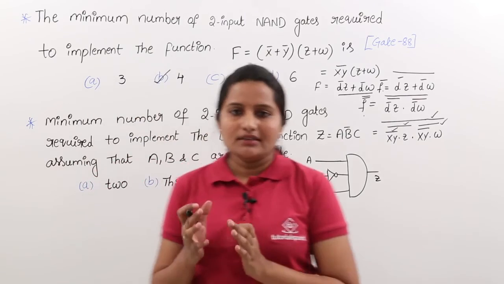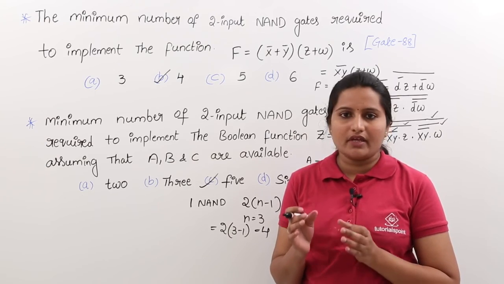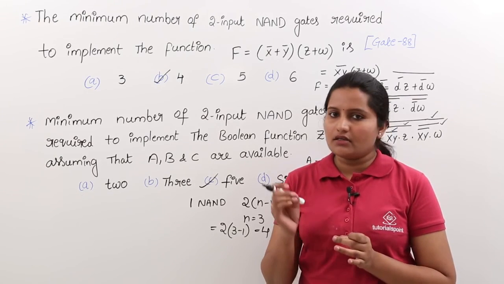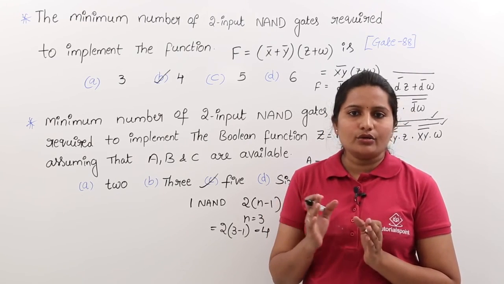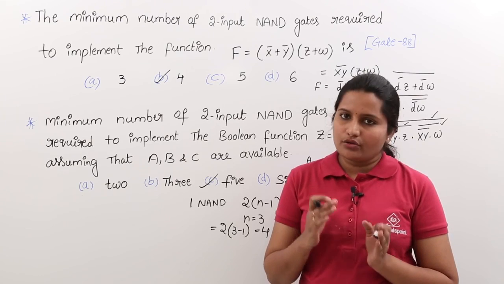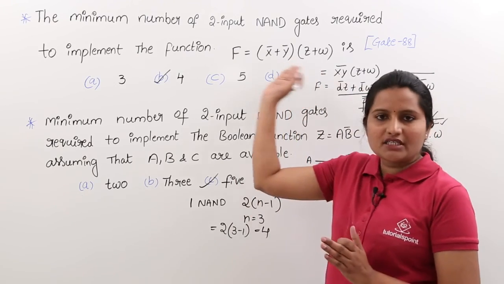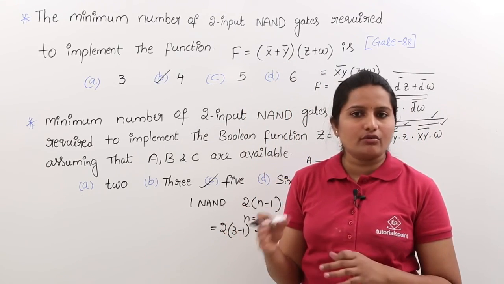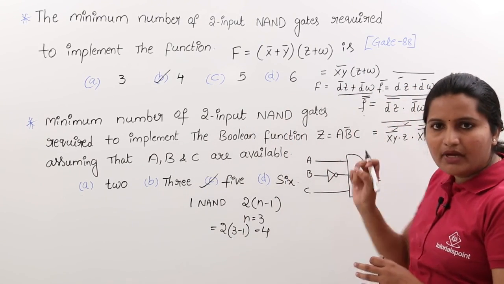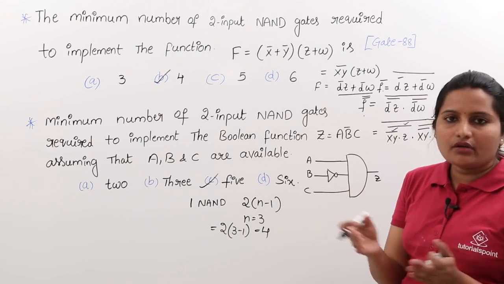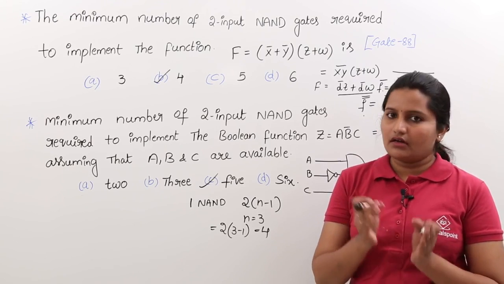In this way we have to think when they give problems on NAND realizations. NAND realization problems are very important. Two main shortcut points: to implement an AND gate, 2 into n minus 1 is the formula. To implement a NAND gate, 2n minus 3 is the formula. And if you have any function like this, you just complement that function twice, then convert into NAND format by counting the number of bars with multiplication. You can get the number of NAND gates. These three are the better ways to get the answer for NAND realizations.